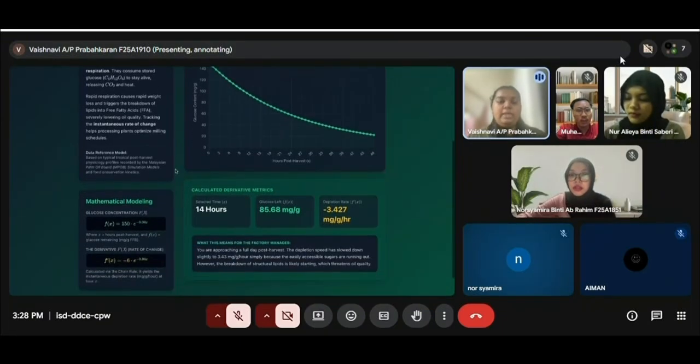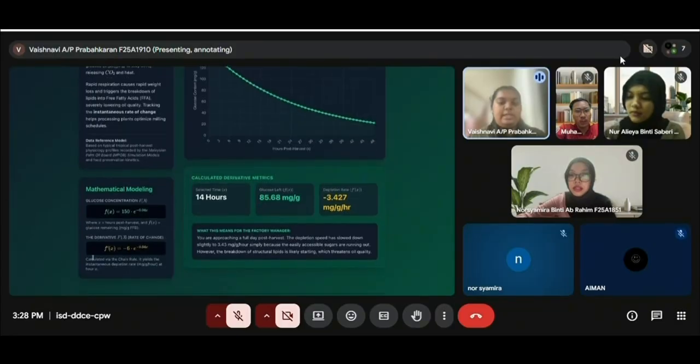So, to model this process mathematically, we use an exponential decay function. The glucose concentration is represented by S hours after harvest. F(x) represents the amount of glucose remaining. 150 milligrams per gram is the initial glucose concentration and 0.04 is the decay constant. This equation predicts how much glucose remains at any given time after harvesting.